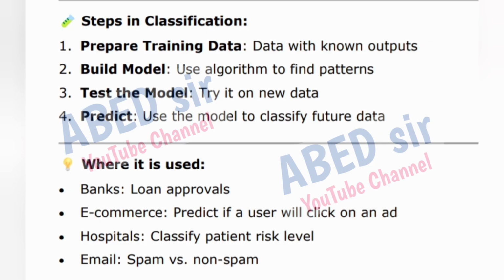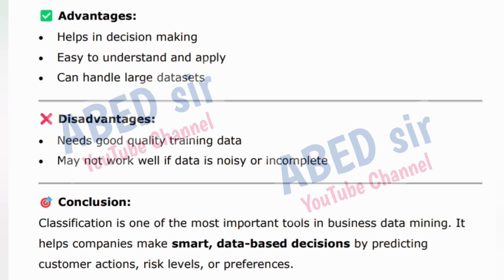Where it is used. Banks, loan approvals. E-commerce, predict if a user will click on an ad. Hospitals, classify patient risk level. Email, spam versus non-spam.